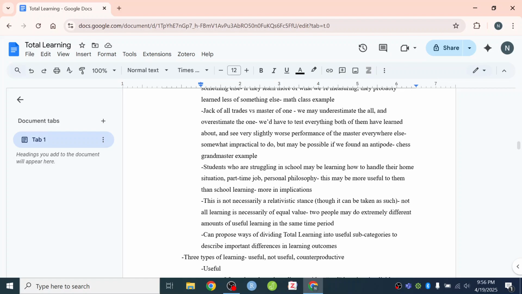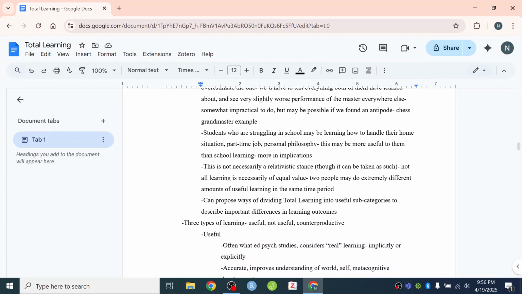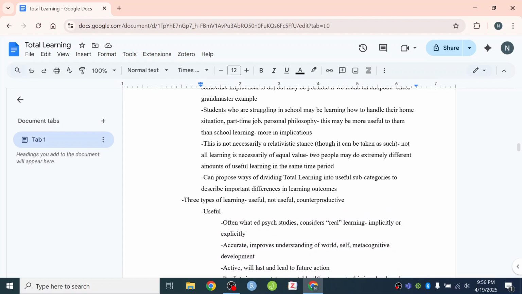The first type of divvying up of the total learning cake into slices, so to speak, that I'll present is three types of learning, divvying up into three pieces: useful learning, not useful learning, and counterproductive learning. Okay, what is useful learning?